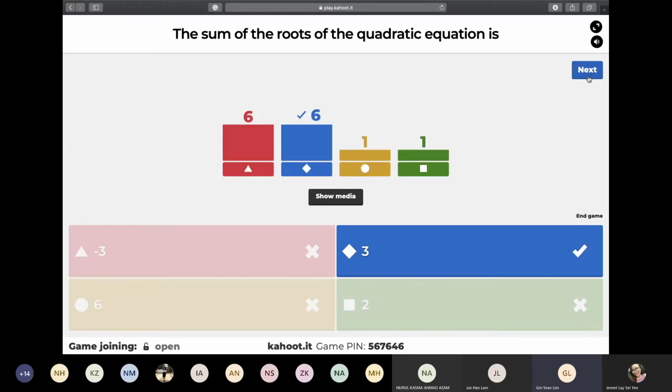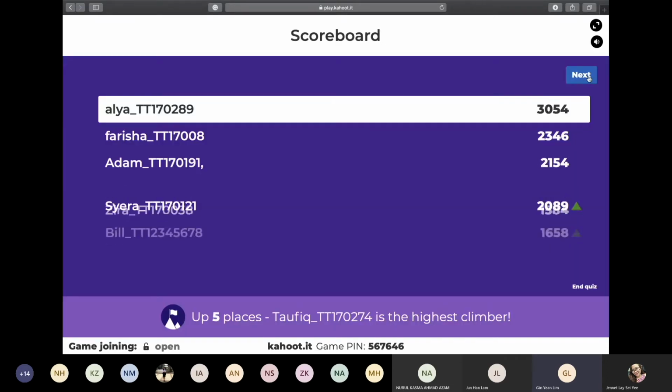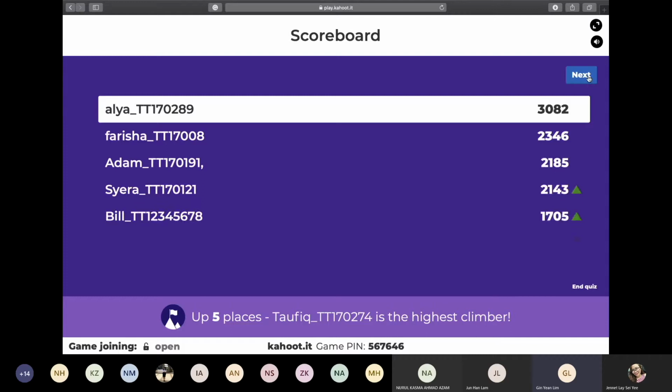Oh, so we have 6% get it correct. Congrats. The answer is 3. So Alia is still the top. Congrats. And Farisha and Adam. Then Sarah and Bill come up again.